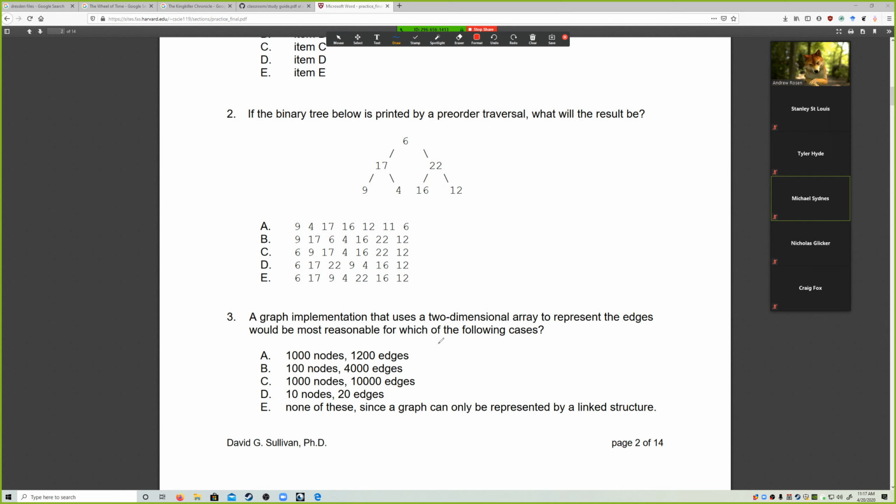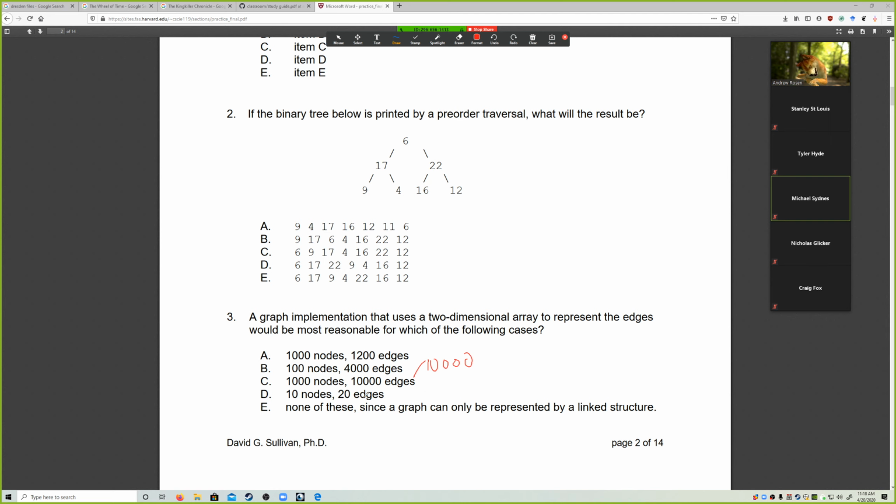That's basically not much of that. That's like 0.1% of possible edges. That's not 25%. We've got 100 nodes, 4,000 edges. So 100 squared gives us 10,000. So 4,000 edges out of a possible 10,000, that's 40%. That seems really reasonable. 1,000 nodes, 10,000 edges. So 10,000 out of 1,000,000. That's, again, 1% usage.